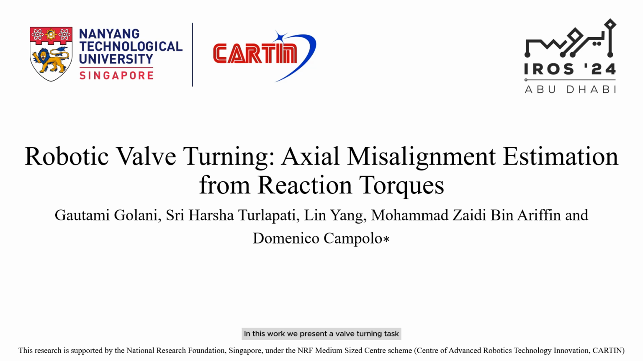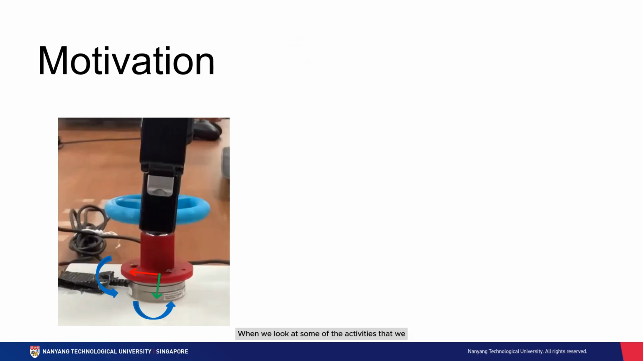In this work, we present a valve turning task where we predict axial misalignment between a gripper and a valve from the reaction torques that are produced at the base of the valve. When we look at some of the activities that we perform daily, such as rotating a doorknob or twisting a bottle cap, these tasks involve rotation of the hand about a fixed axis.